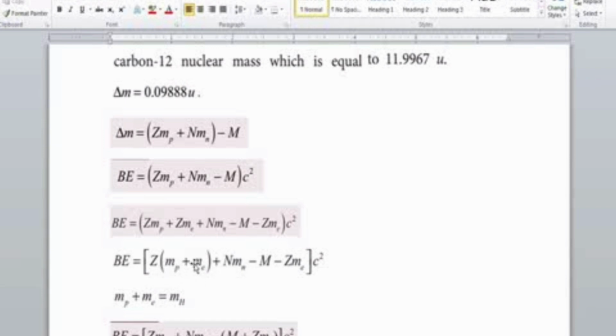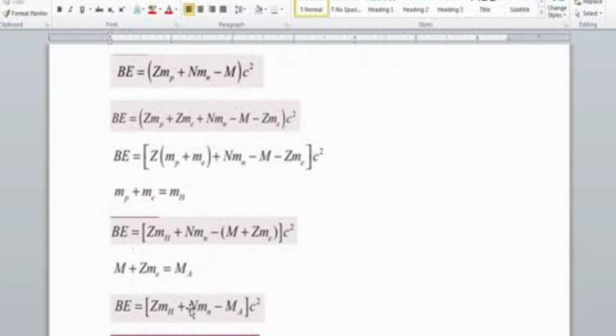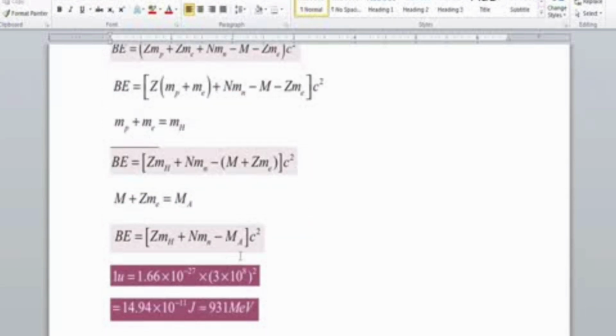So the mass of the proton plus the mass of the electron is the mass of the hydrogen atom. So write it here. Then M plus, with that negative sign taken out, is M plus me. So this is the actual mass of an atom, and we can write it as Ma. So binding energy equals this value into this power.